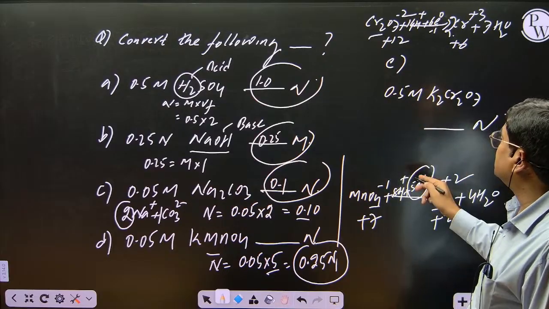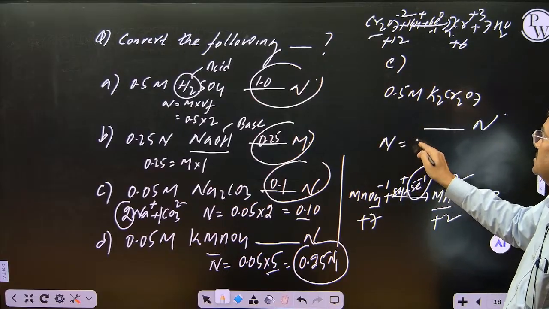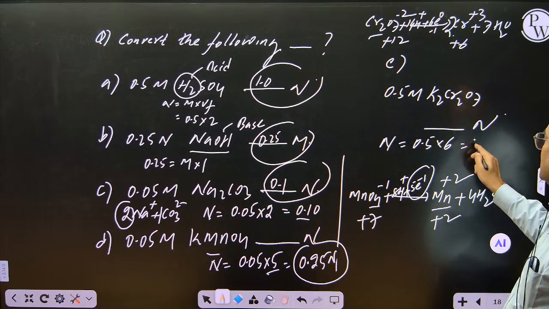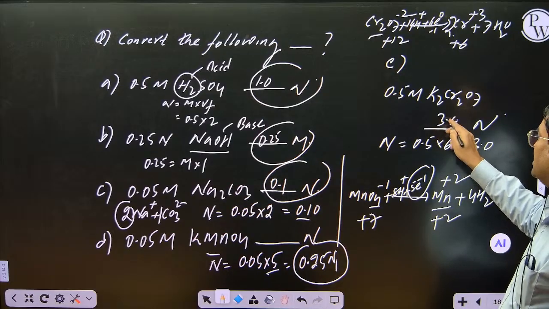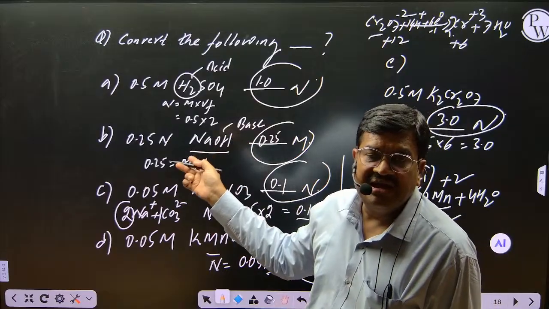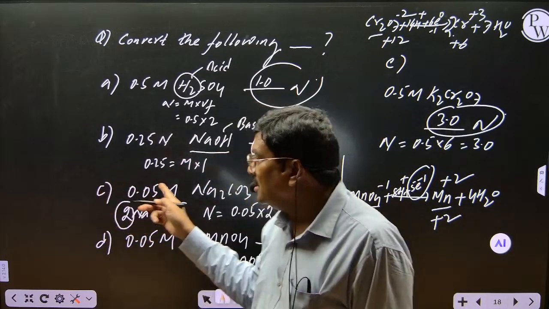I want it in terms of normality. Normality is equal to 0.5 into valency factor. Valency factor is 6, so its normality will be 3 normal. So this is how we take the relation between normality and molarity. Understood, all of you? Very important. Copy this.